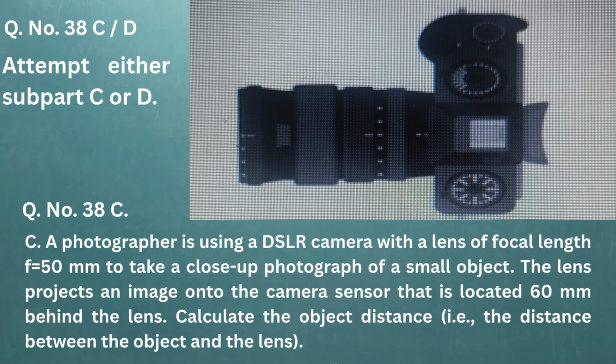C. Attempt either subpart C or D. C. A photographer is using a DSLR camera with a lens of focal length 50 mm to take a close-up photograph of a small object. The lens projects an image onto the camera sensor that is located 60 mm behind the lens. Calculate the object distance, that is the distance between the object and the lens.